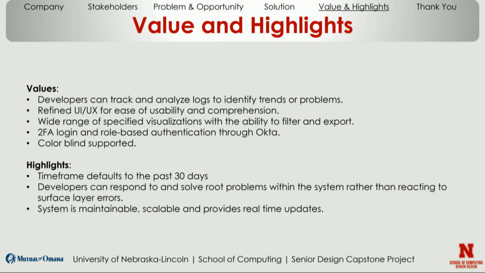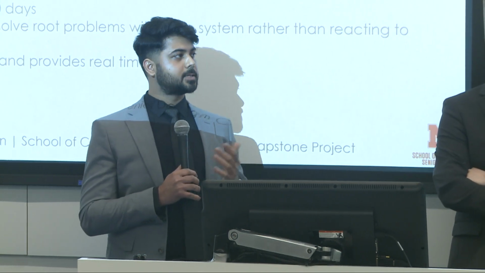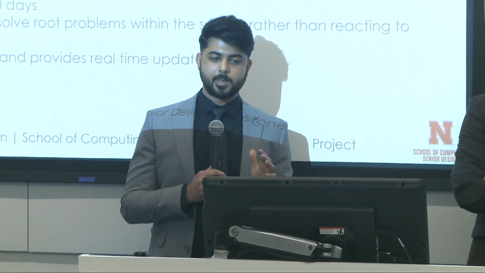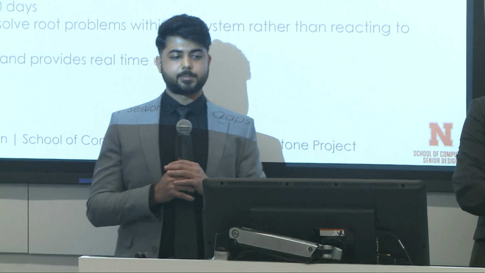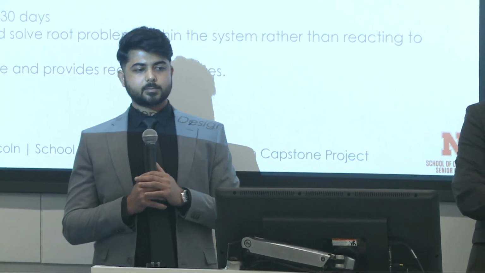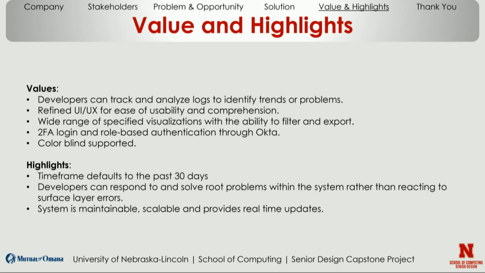In terms of values and highlights, now the developers can track and analyze logs to identify trends, issues, or any other anomalies. We have built a clean UI for ease of usability, which also provides colorblind support, which improves the accessibility of the overall product. We have implemented a wide range of visualization such as pie chart and the node graph. And we also have an ability to export those into a PDF format. We have integrated Okta that has two-factor authentication and role-based authentication through the dashboard.